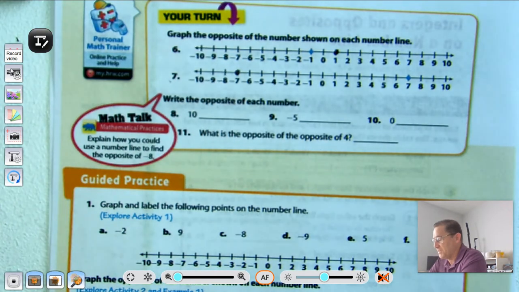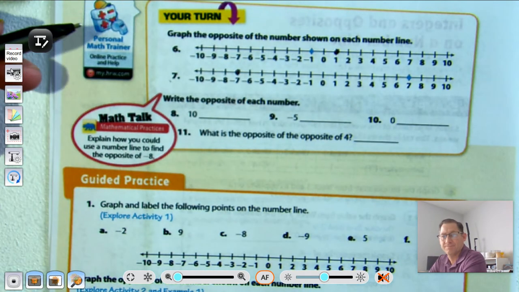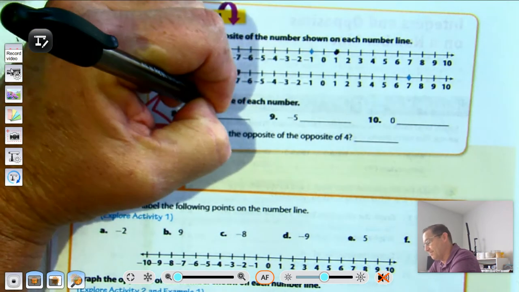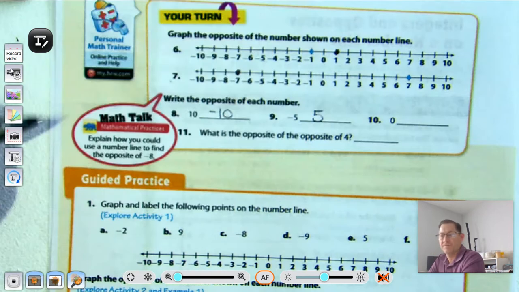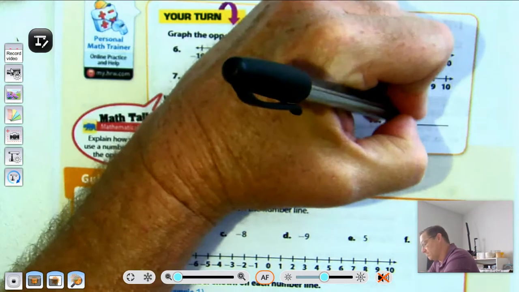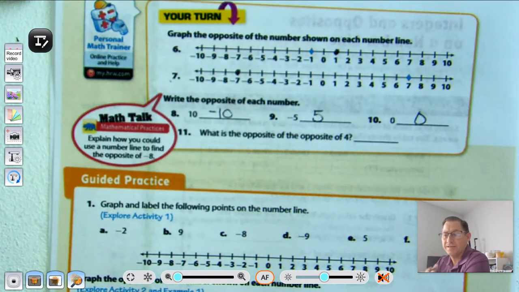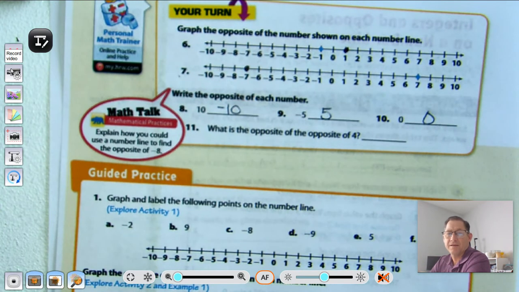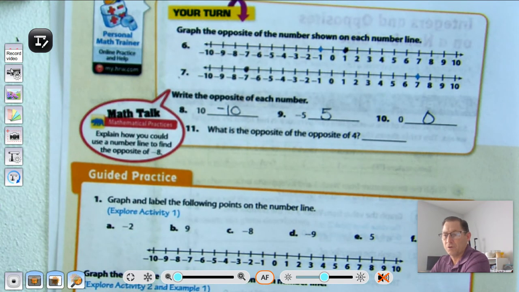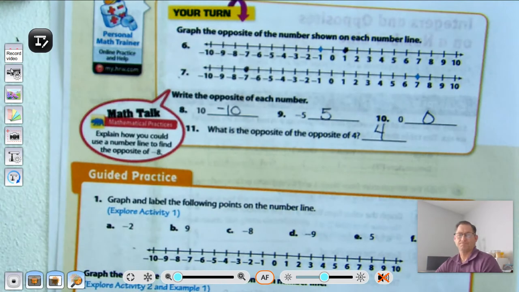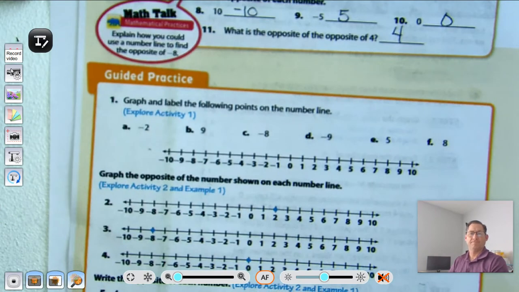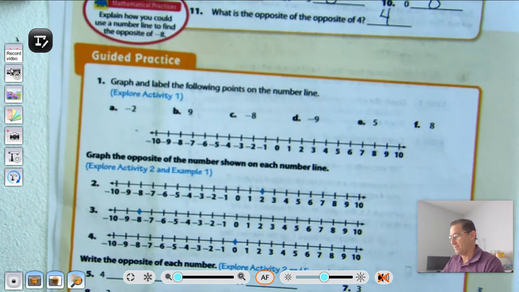So what's the opposite of each number? What's the opposite of 10? Negative 10. The opposite of negative 5? 5. The opposite of 0? 0. Remember, 0 is its own opposite. And what is the opposite of 4? Well, we said if you have the terms opposite of something, it's just that number. So 4.